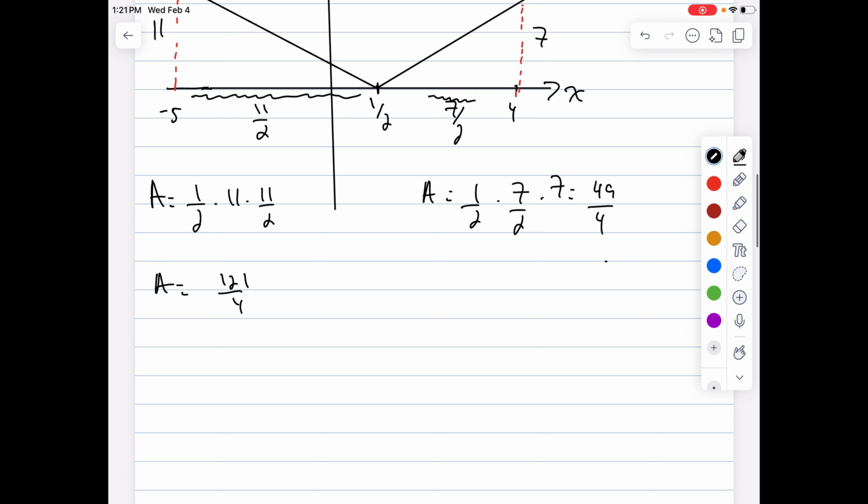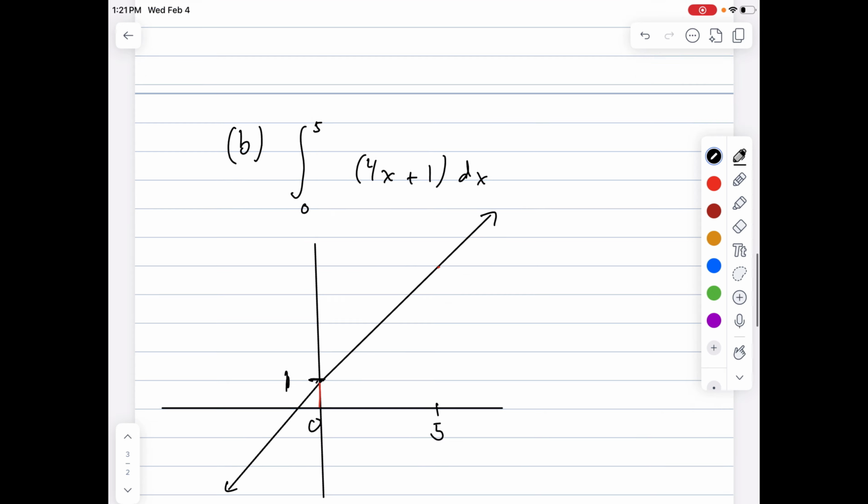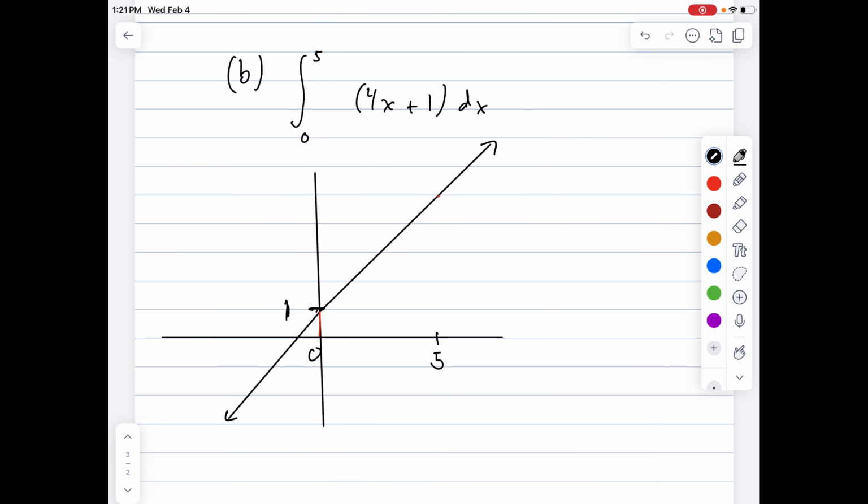So for your final answer here, we call this A1 and A2. A1 plus A2, 121/4 plus 49/4. And that looks like that'll give me 170/4. And yeah, for me, that's good enough. If you want to convert it to a mixed fraction or a decimal, by all means, go right ahead, but I'm just going to leave it like that. All right, and then we'll go to the next integral and the next graph.